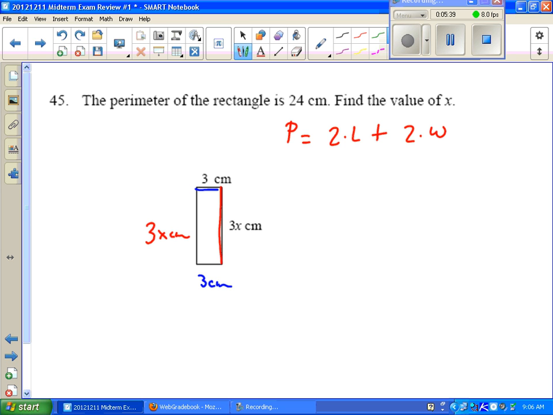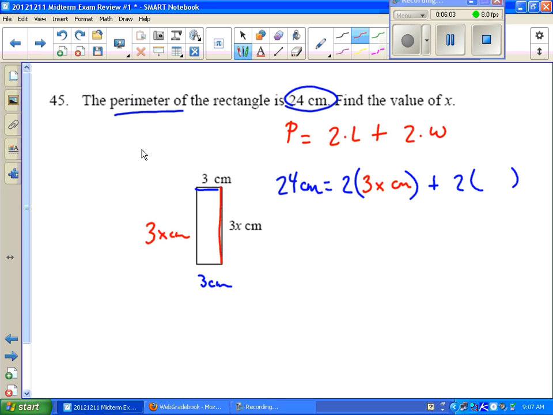We have our first thing. It says the perimeter is 24 centimeters. So in place of P, we'll plug in 24 centimeters. Then it's 2 times the length. We're calling our length in this case 3x centimeters. And again, if you call it the other one, it is okay. So 3x centimeters. Plus 2 times the width, and we're calling our width in this case 3 centimeters. So all we did was plug in 24 centimeters in place of our P, 3x centimeters in place of L, and 3 centimeters in place of W.